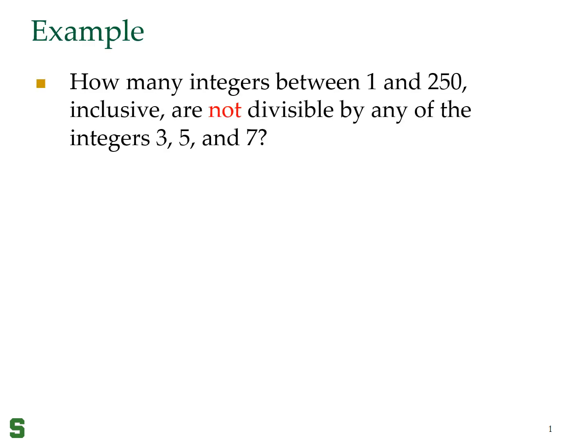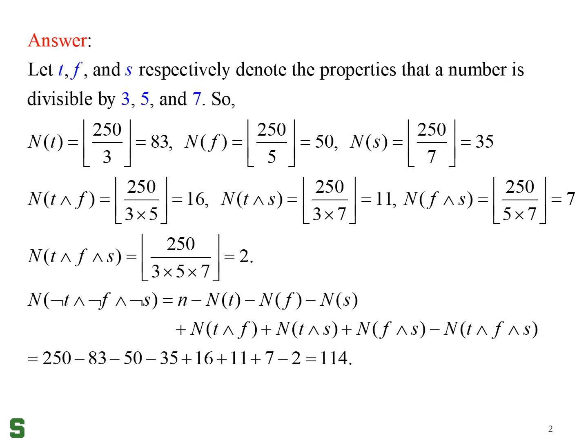So let's look at an example. How many integers are there from 1 to 250 that are not divisible by 3, 5 and 7? So here we can look at property P as divisible by 3, Q as divisible by 5 and R as divisible by 7, and we want something that the property is not P, not Q and not R. So we can do that.